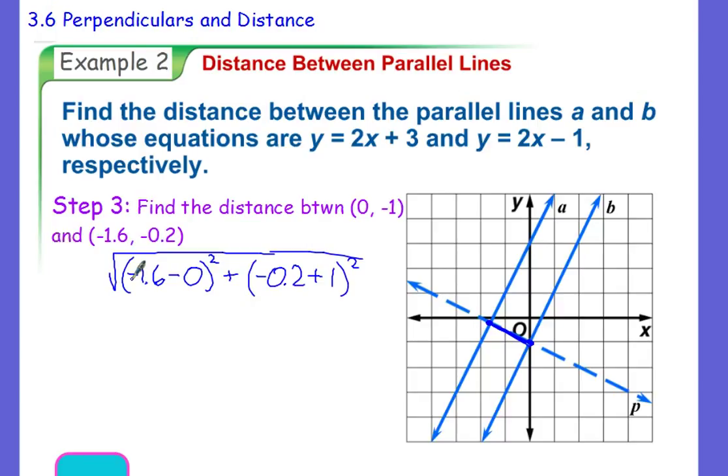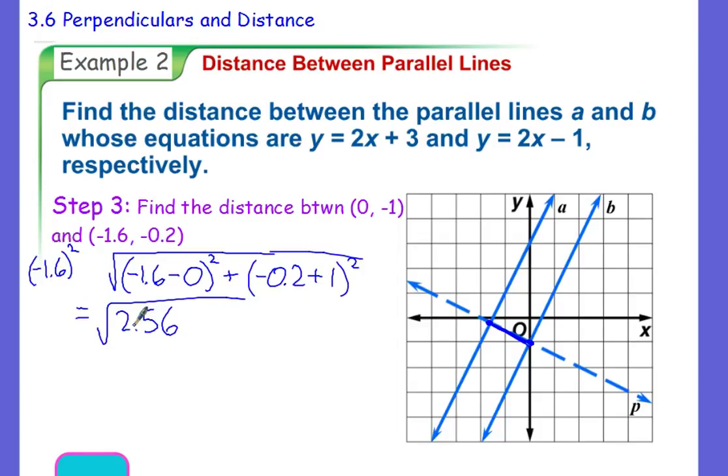Okay, so if you do negative 1.6 minus 0, that's just negative 1.6 squared. Let's go ahead and put equals here. You do get 2.56. Now, y'all be very careful in your calculator. If you're squaring something that's negative, you better put that thing in parentheses before you square it, or you're going to get the wrong thing. Okay, so that's what I did.